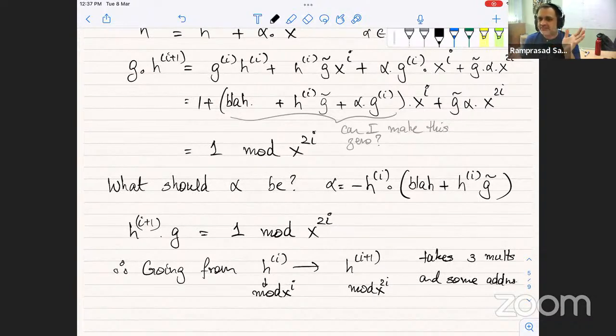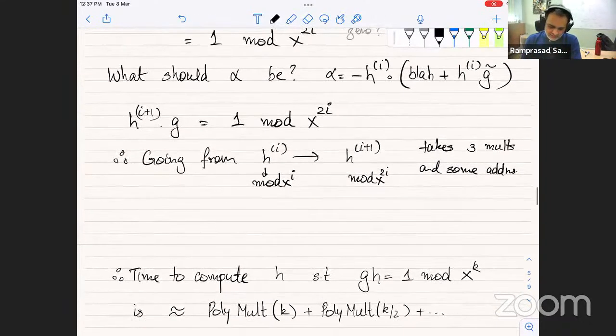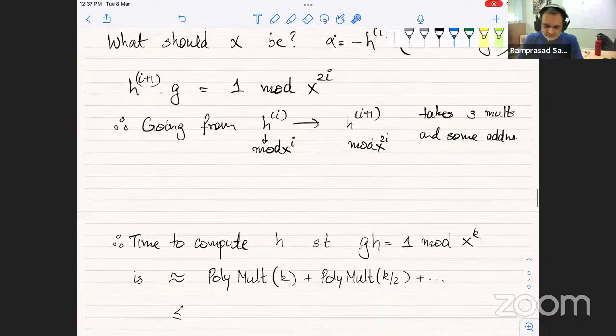Okay, so it's relatively cheap to go from h_i to h_{i+1}. So overall, in order to compute h right from the beginning, you start with h naught, which was the stupid function, which was just a constant. You started off with that, and then you slowly keep improving what you have. Initially, it was something mod x. Next, it will become mod x squared. Then it will become mod x power 4 and mod x power 8, etc. At some point, you will hit mod x power k. So you will hit this in something like log k steps.